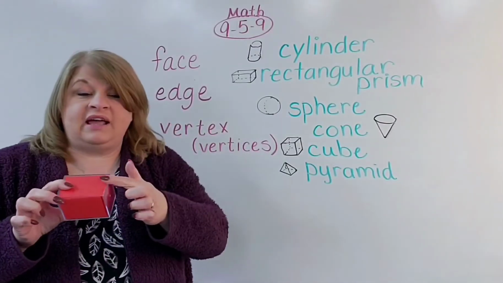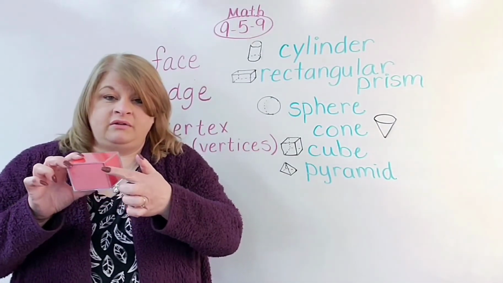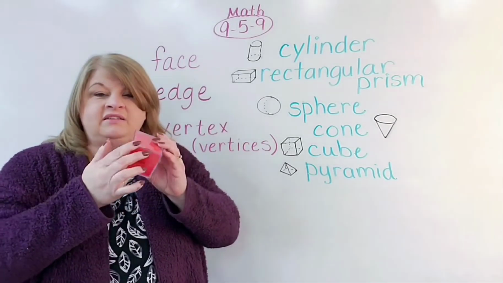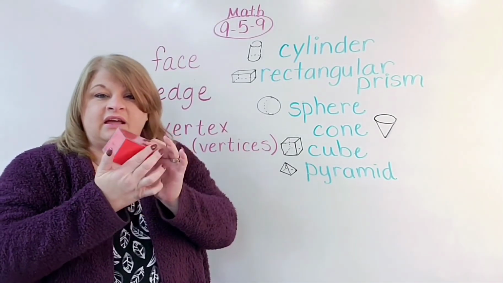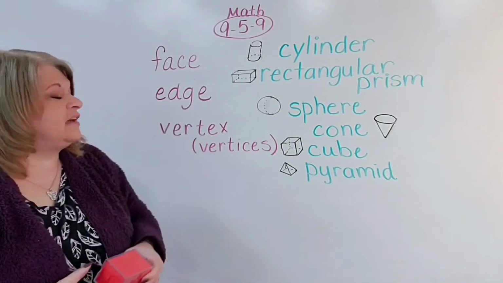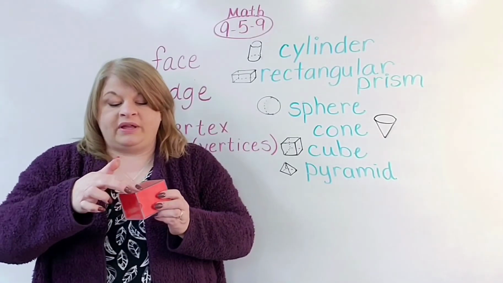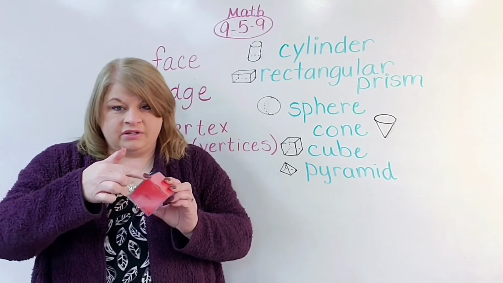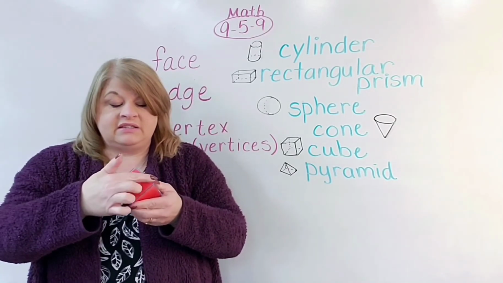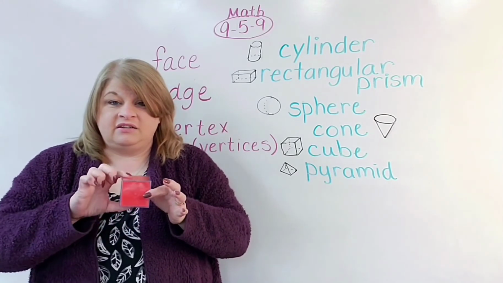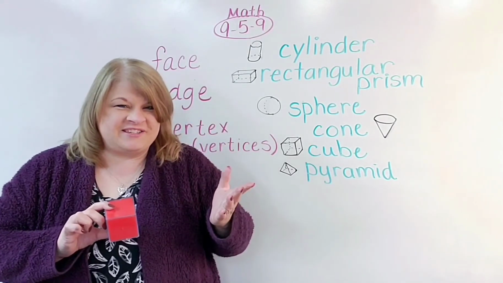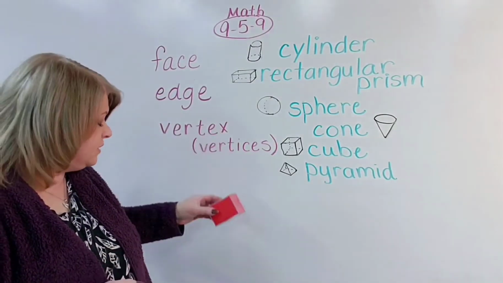An edge is the line segment here. 1, 2, 3, 4, 5, 6, 7, 8, 9, 10, 11, 12. 12 edges on here. Vertex. A vertex is a point where 3 edges come together. Here is 1, 2, 3, 4, 5, 6, 7, 8. 8 vertices. 1 vertex, more than one is vertices. Okay? So that is a rectangular prism.